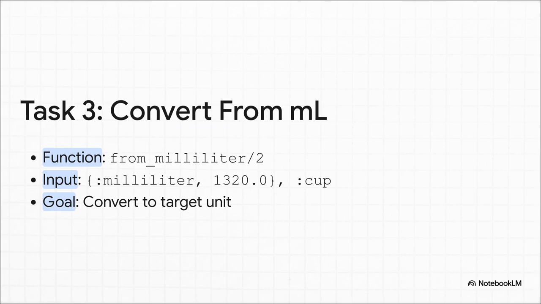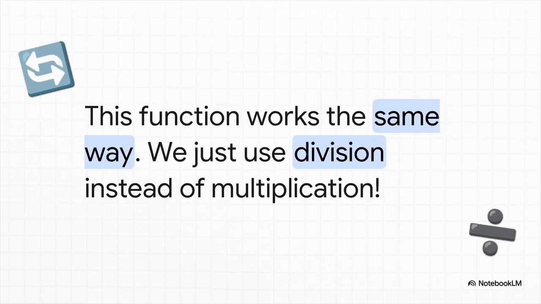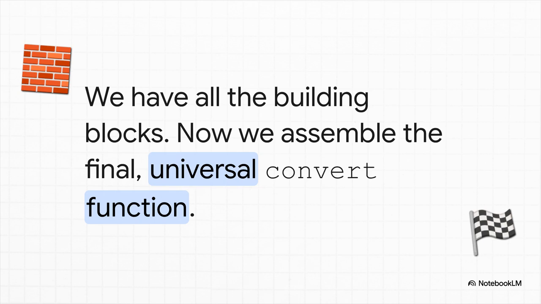Okay, so it makes sense, right? If we can go to milliliters, we've got to have a way to go back from milliliters to whatever unit we actually want in the end. And that's going to be our from milliliter function. And here's the best part. We don't have to learn anything new. It's the exact same idea. We just write a bunch of function clauses that pattern match on the target unit, only this time, instead of multiplying, we're going to be dividing by that conversion factor. Simple as that.